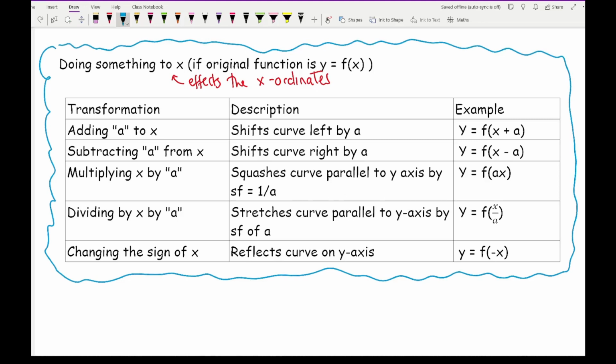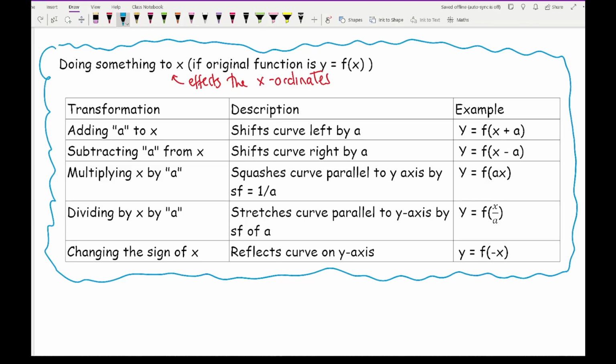Now, once you've established that you're doing something to the x, the next thing you need to look out for is, are you adding, subtracting, multiplying, dividing, or changing the sign? Now, one way of remembering this is it's kind of the opposite of what your instincts are telling you. When you're adding something to the x value, you automatically think, well, if I'm adding something to the x ordinates, I'm going to be shifting it to the right because that's where my positive numbers are, if you think about your number line. However, when you are doing graphical transformation, it's kind of like the opposite of what you think.